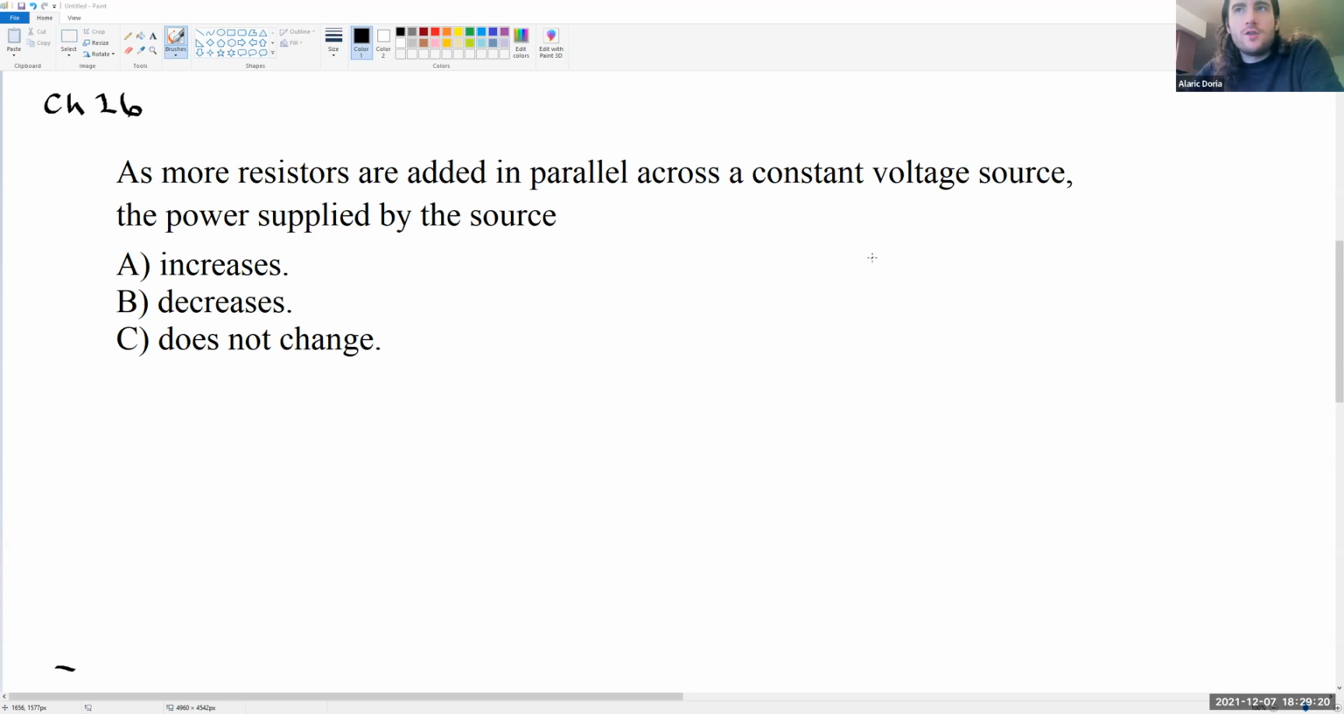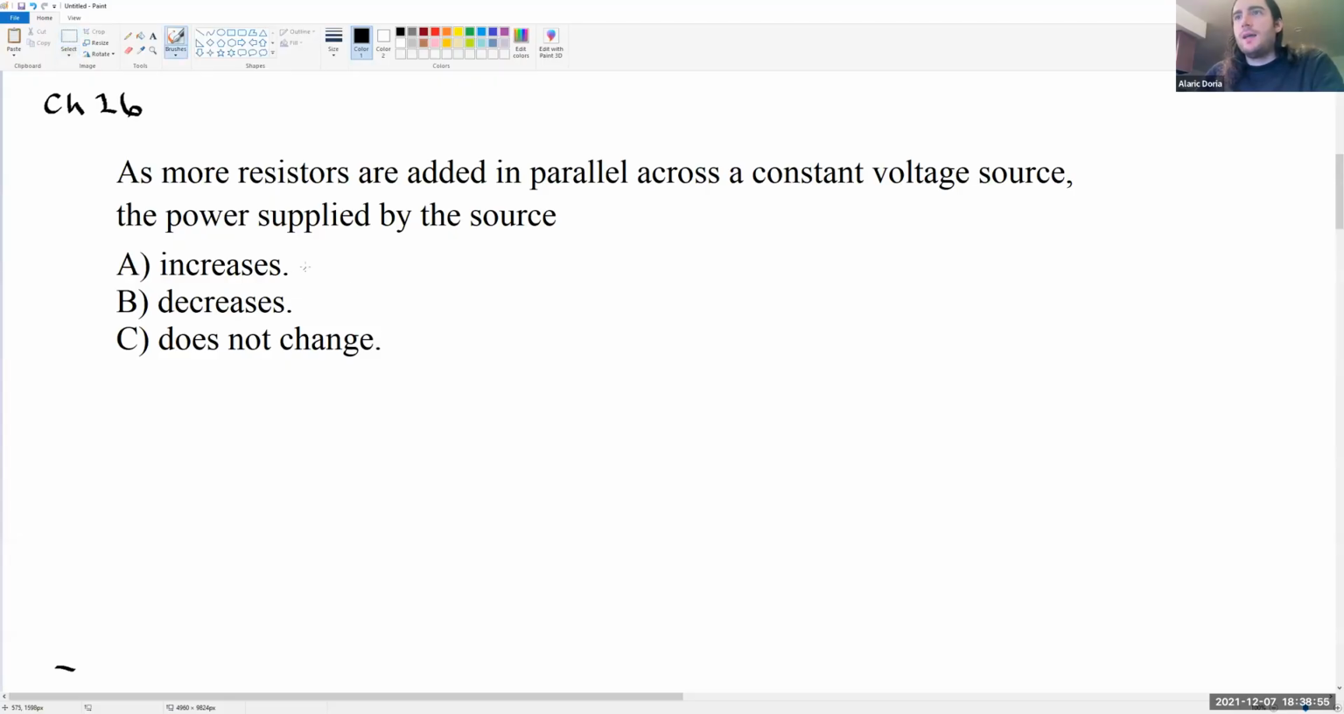Okay, question from chapter 26 now. As more resistors are added in parallel across a constant voltage source, the power supplied by the source increases, decreases, or does not change. So pause the video now if you're watching the recording and think about this one, and we'll be back with the discussion in just a moment.